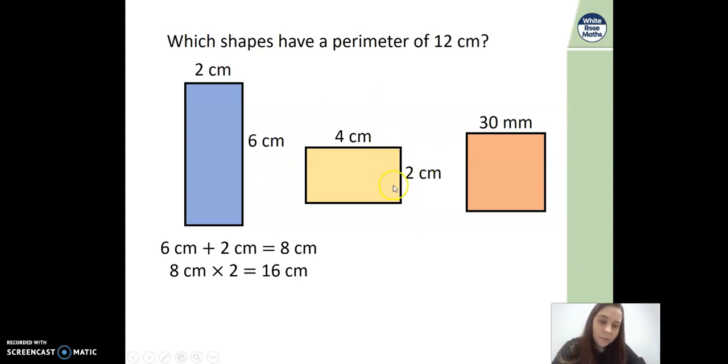Now let's have a look at this one. So this one is 2, so this one must also be 2. This one is 4, so this one must also be 4. And remember, this is only because these are rectangles, so this won't always be the case. But because they're rectangles, we know that they have to be the same.